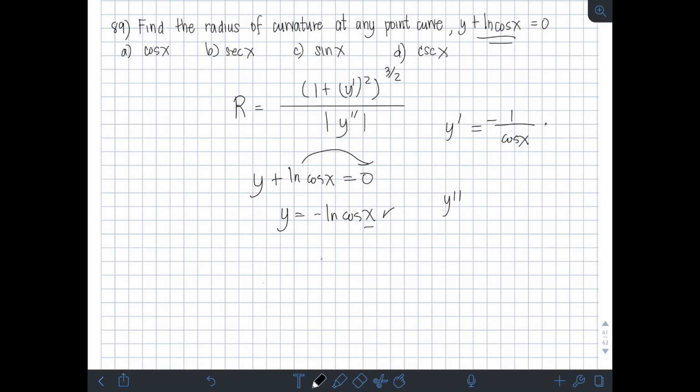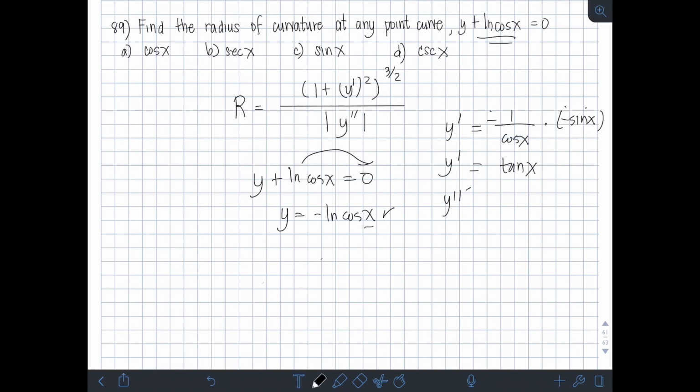Times derivative pa nung u na cosine x is negative sine x. So, simplify. Negative times negative is positive na. Then, sine x divided by cosine x is equal yan sa tan x, right? So, ito yung y prime.